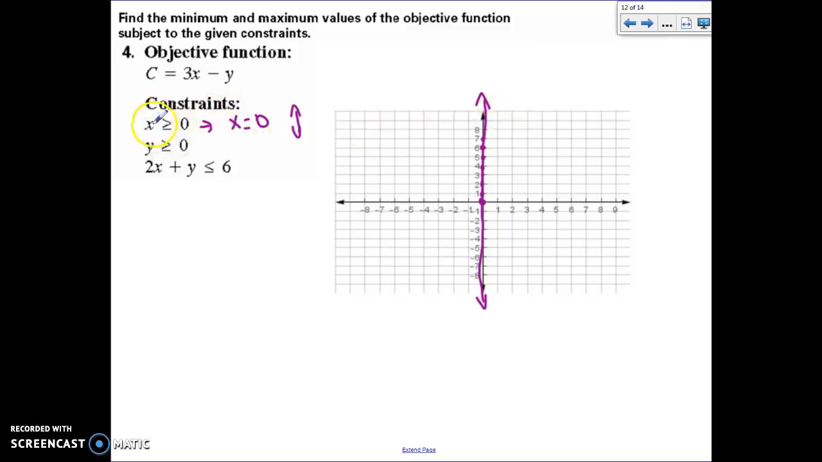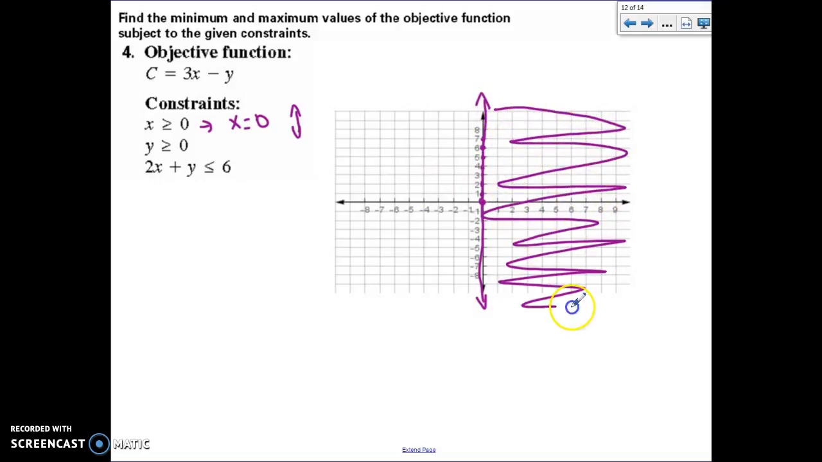And I want to shade all the values that are larger than 0. So if I were to do that, like 2 is bigger than 0. All these values are bigger than 0. So I'm going to shade this entire side right here. So anything on this side is a solution.